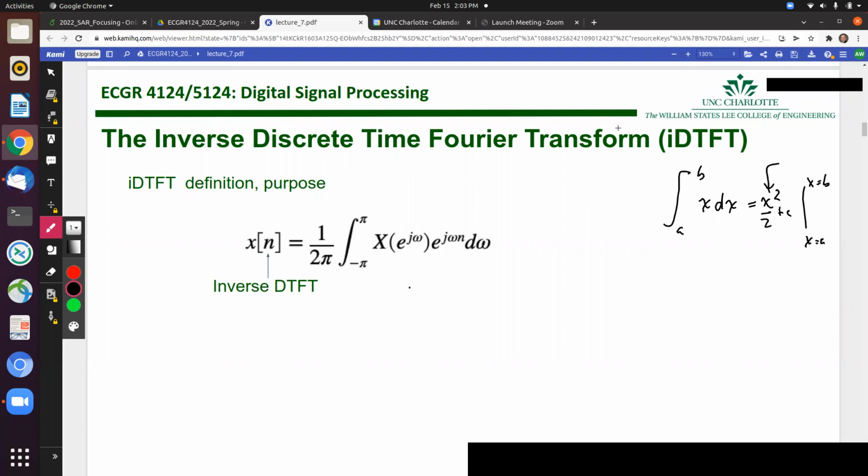Is this continuous? I just told you, I made a big deal out of telling you this is a continuous function of omega. That's why we have to apply continuous integration to integrate it. Well, what's on the left-hand side here? This is a discrete function of n. It only takes on values at integers. Everywhere else, it's defined to be 0.